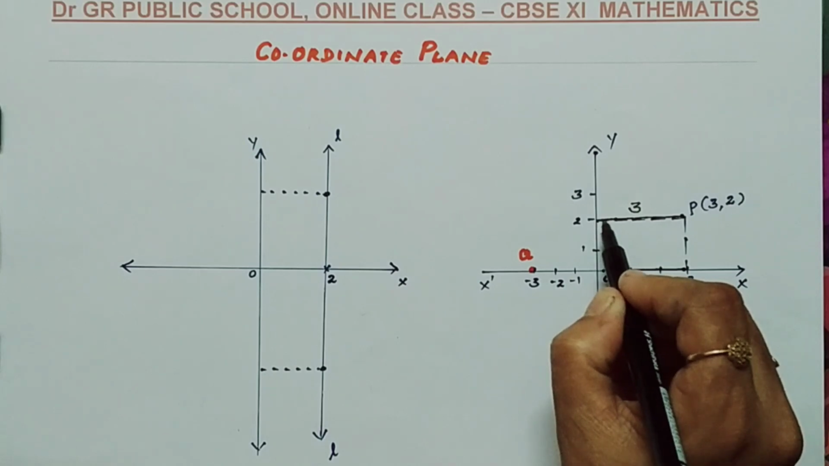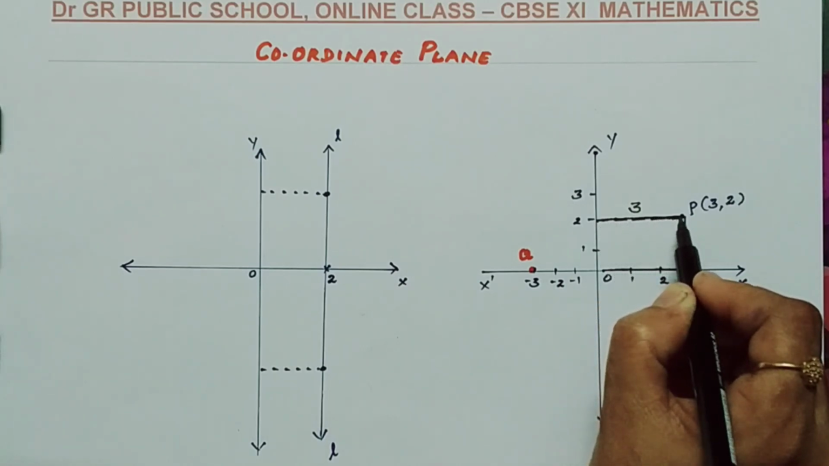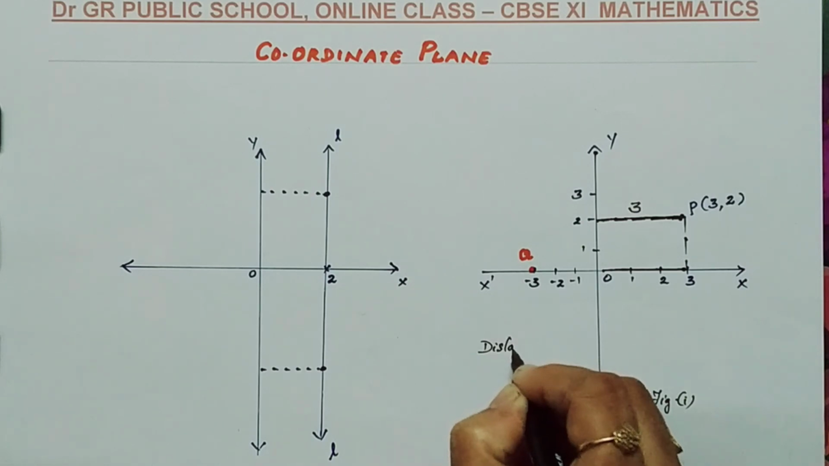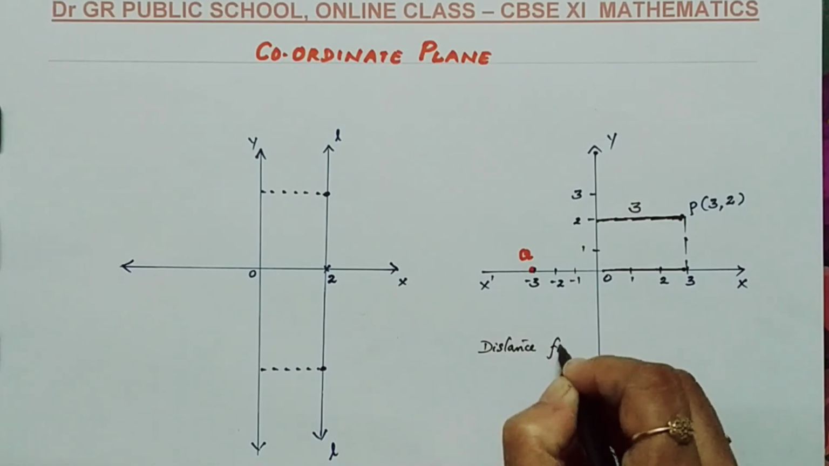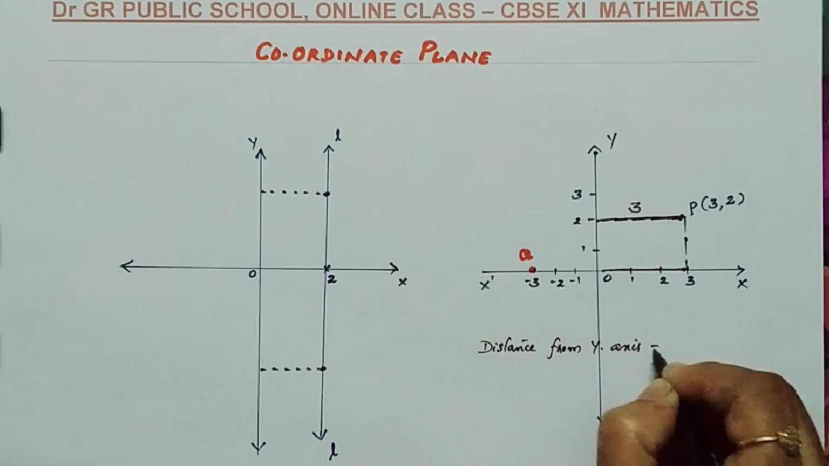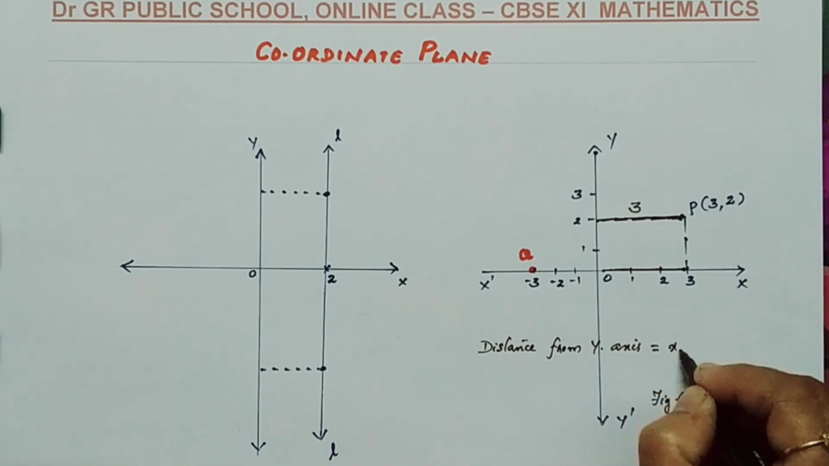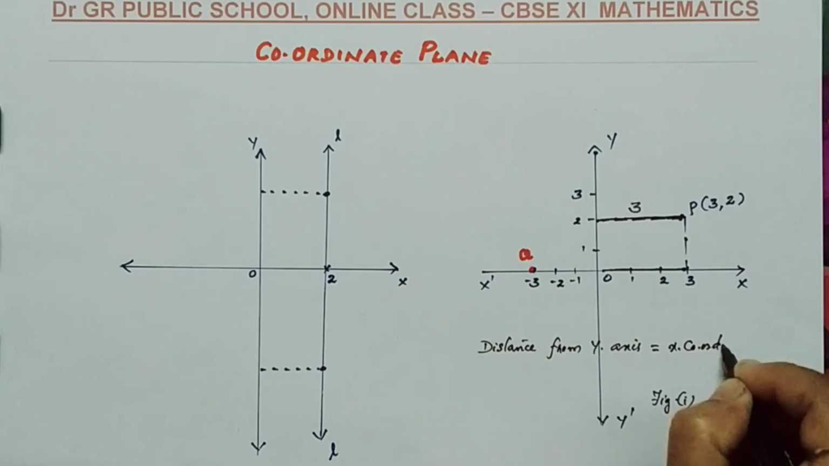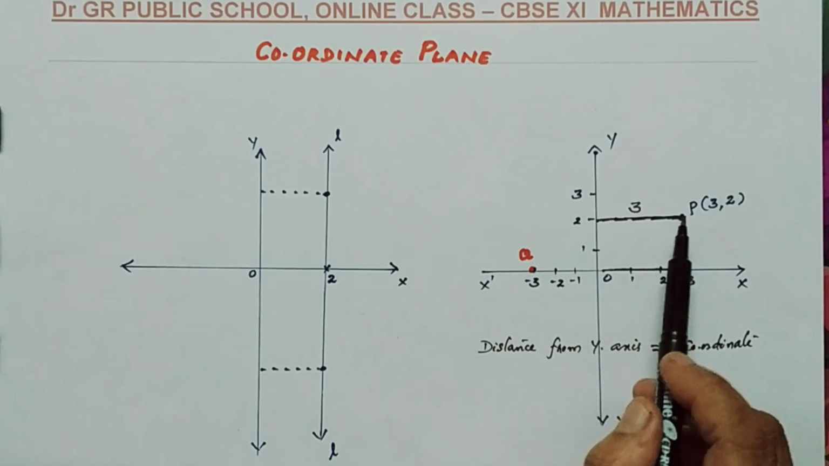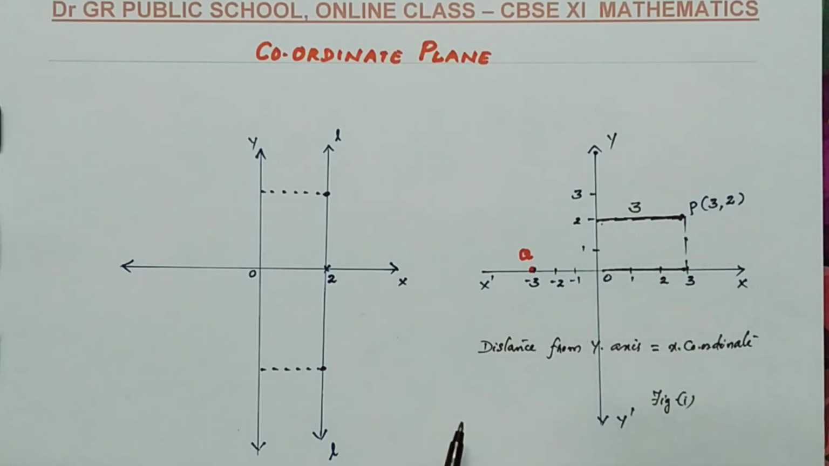So, distance of the point from the y-axis is your x coordinate. 3 is the x coordinate. So always remember, the distance of a point from the y-axis is its x coordinate.